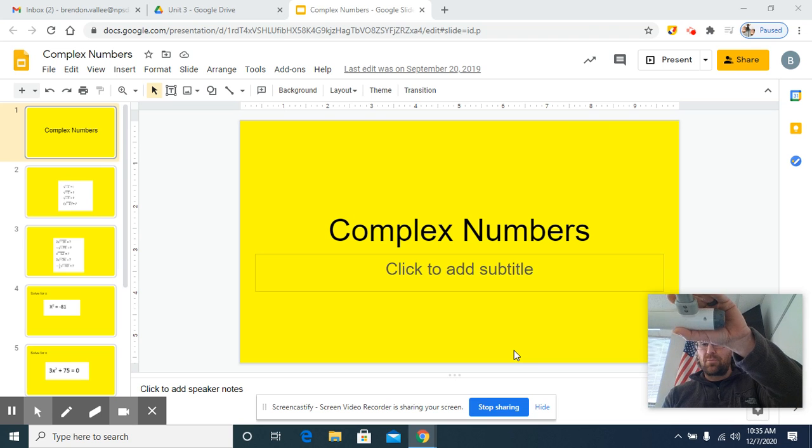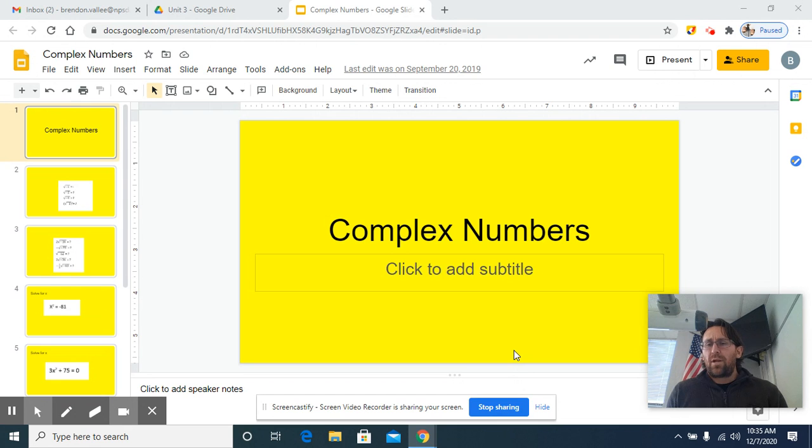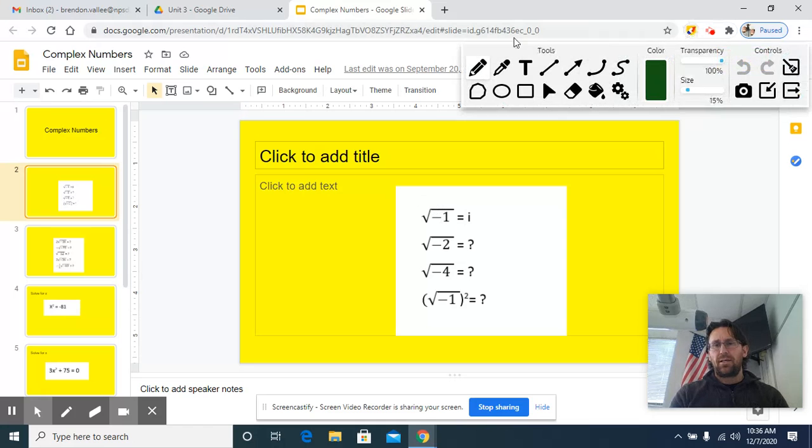Okay, complex numbers. We've talked about these a little bit in what happens when a quadratic doesn't cross the x-axis. We get imaginary numbers. So if we're looking at this chart here, the square root of -1 is i. Okay, so you just got to kind of remember that. Square root of -1 is i.